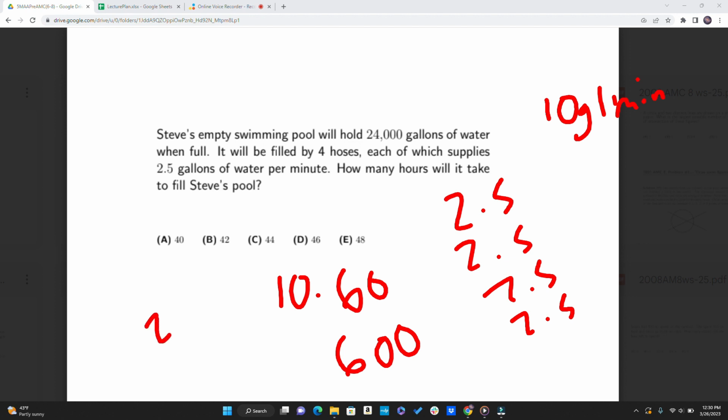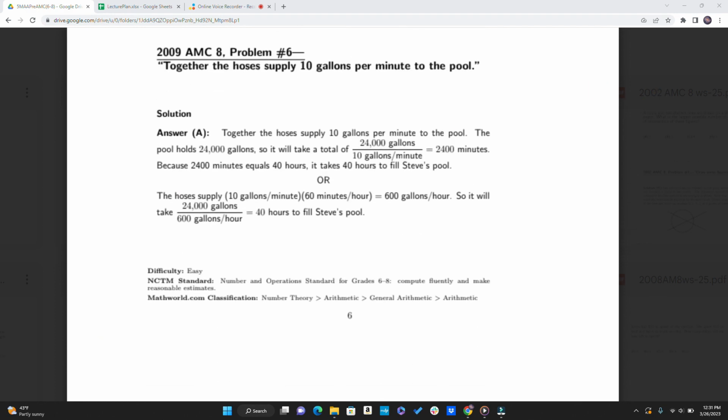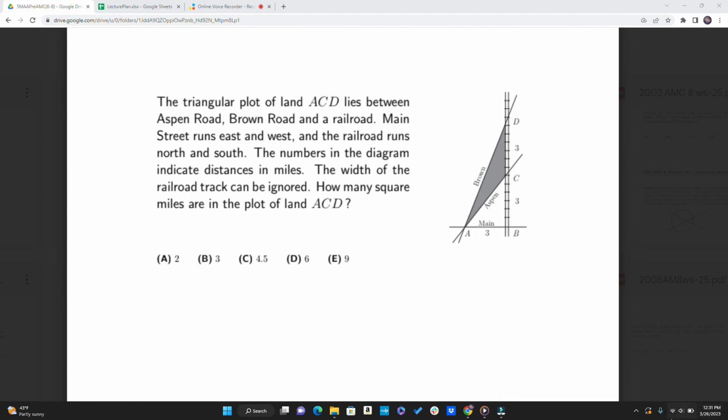And we want to know how long it takes to get to 24,000 gallons. So we have 24,000 divided by 600. That's the same as 240 divided by 6. That would take 40 hours. Right? Answer choice A.